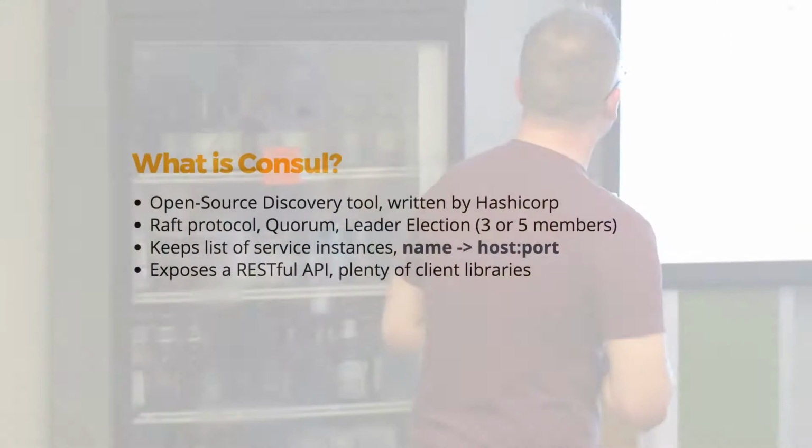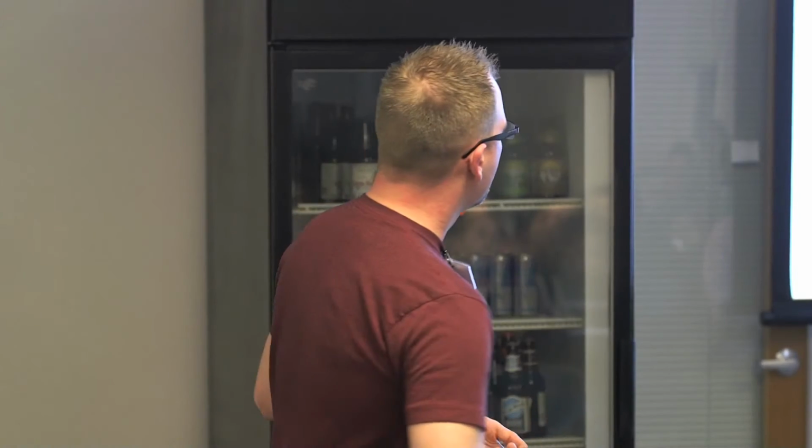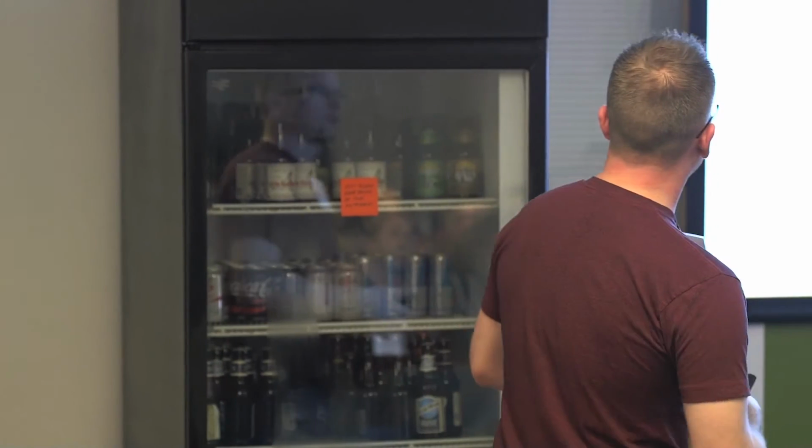All right, so now let's look at this thing called Consul. It is an open source discovery tool. It's written by a company called HashiCorp. It's written in Go. It's convenient, you can actually download it. It's a single binary. Under the hood, it uses the Raft protocol.